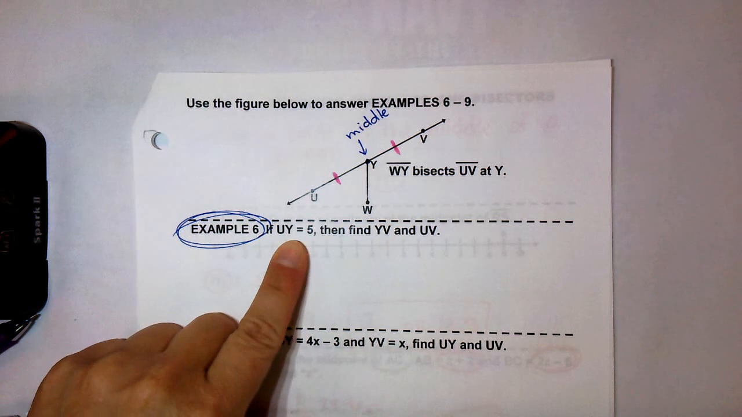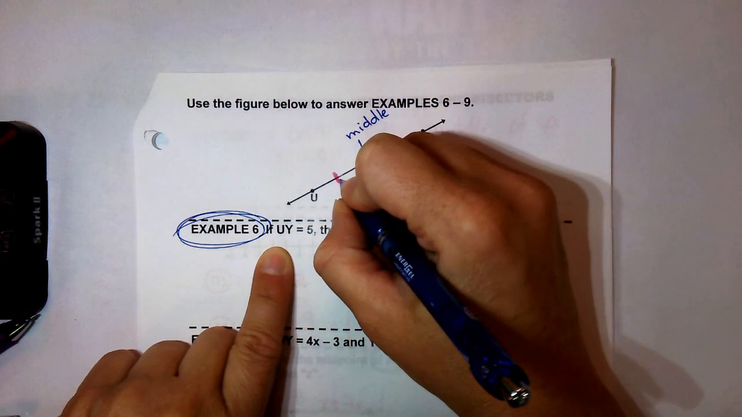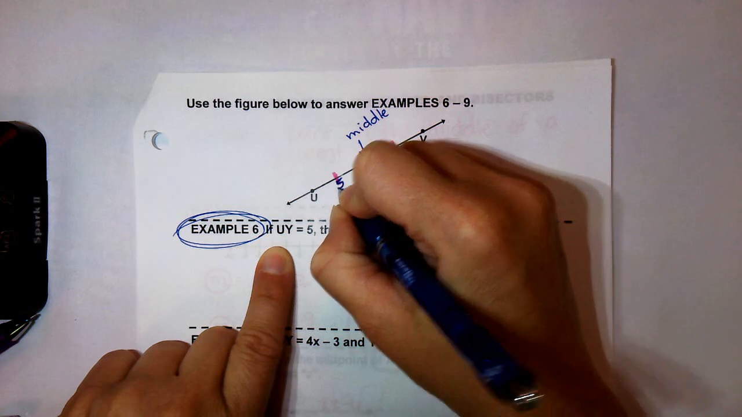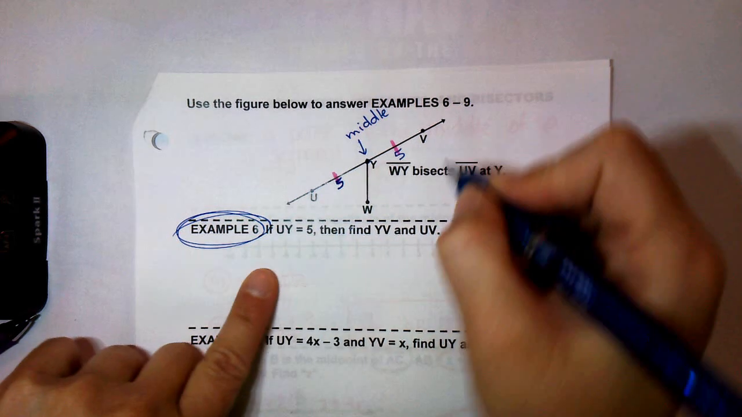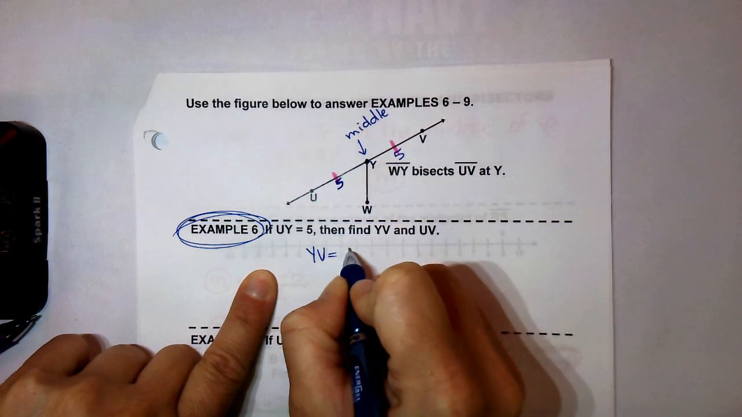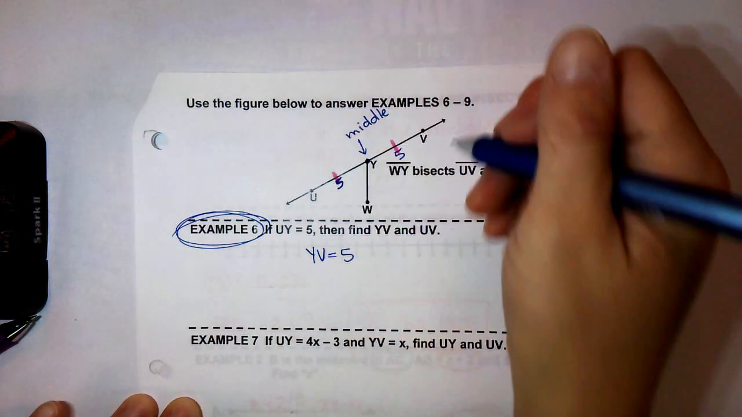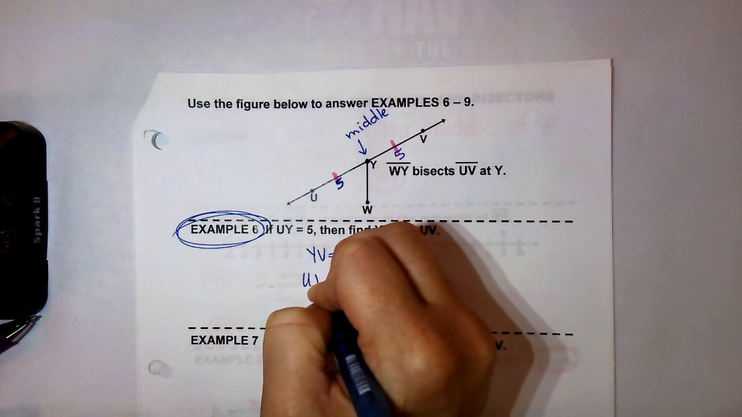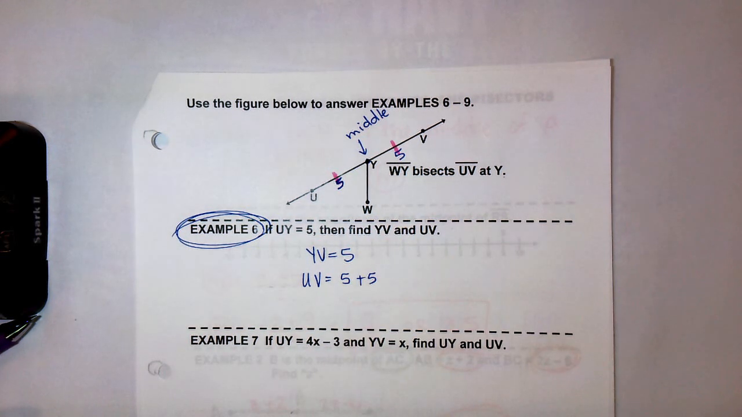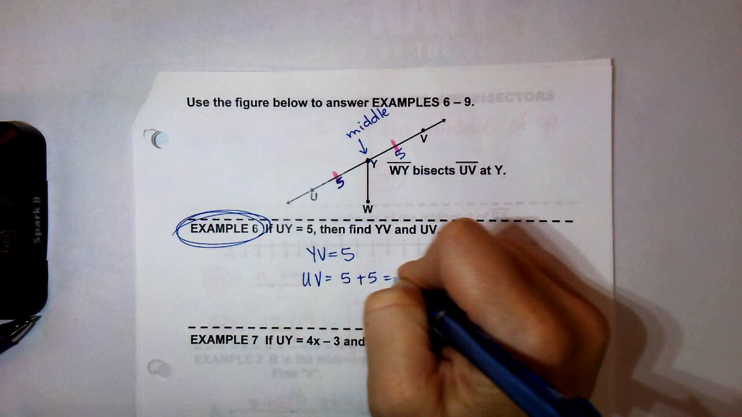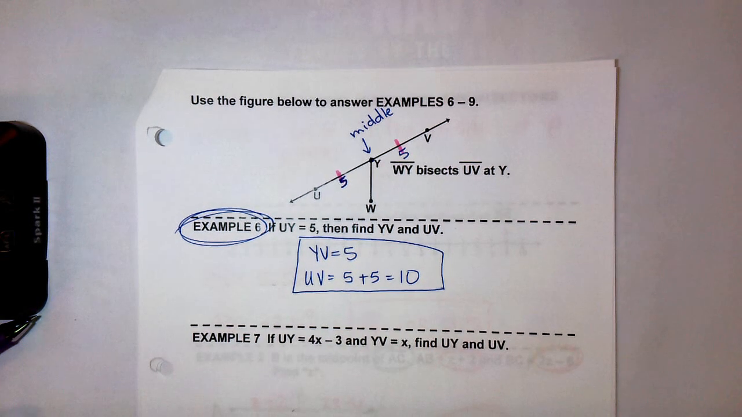So, if YU, the left, is 5, then what is the right? It is also 5, right? So YV equals 5. And then what is the whole thing? U to V, that's the whole distance. If each side is 5, 5 plus 5 is 10. Good. Those are your two answers. That's example 6.